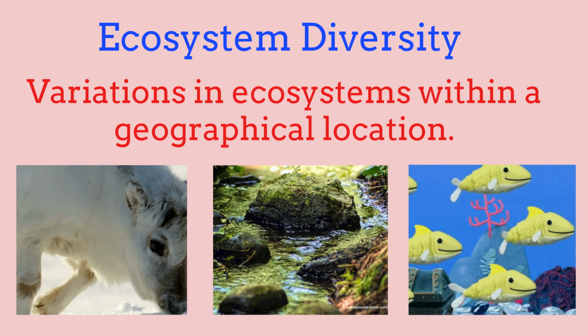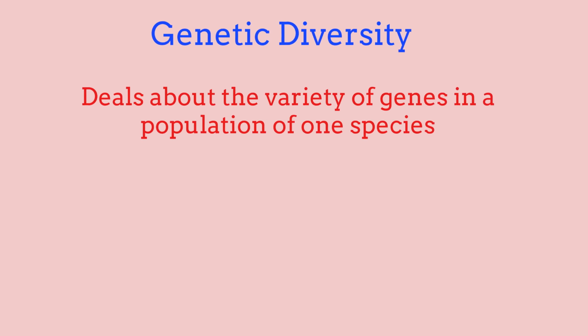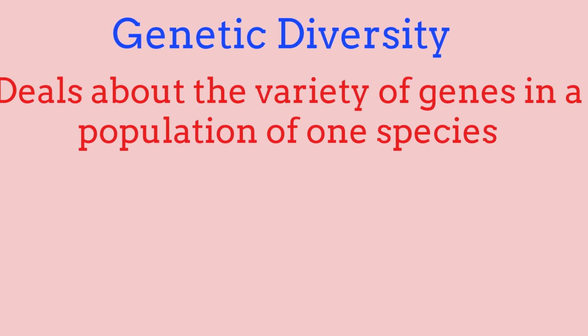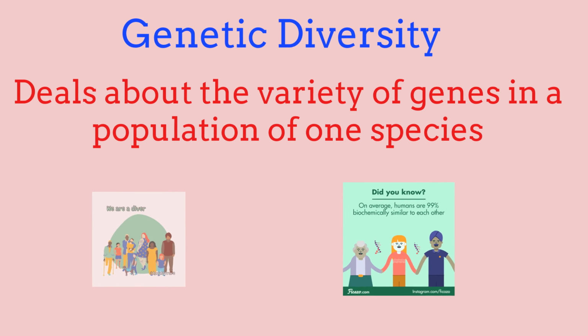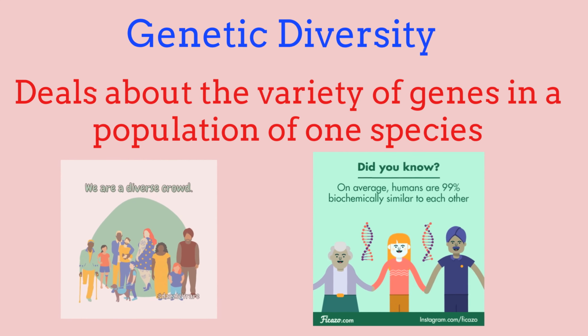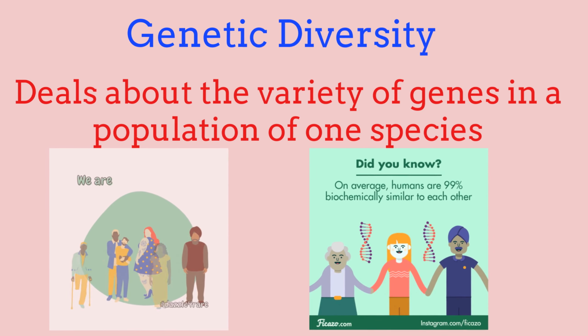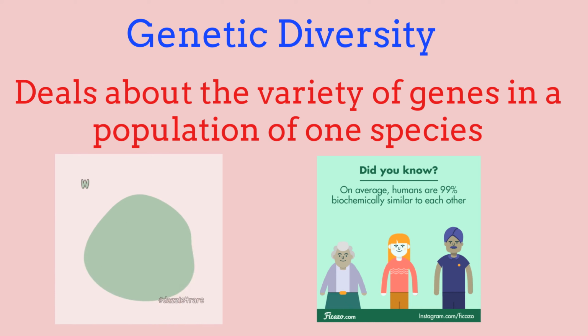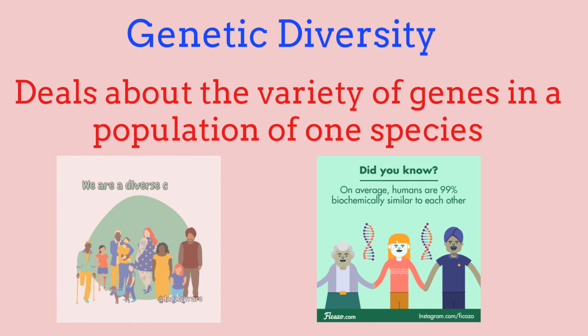So now let's talk about genetic diversity. So genetic diversity is basically the variety of genes among one species. So for example, humans. Some humans are really tall, some humans are really short. Some people have really big hands, some others don't. So those are basically all different genes among the same individual species. And genetic diversity serves as a way for populations to adapt to changing environments.